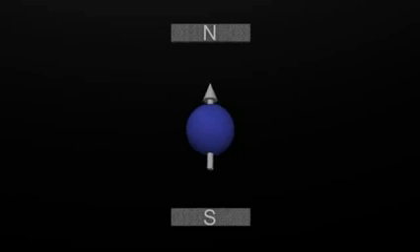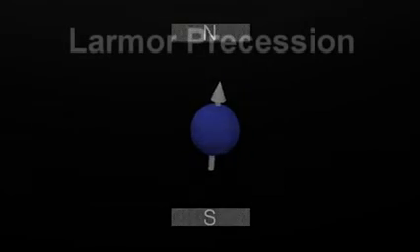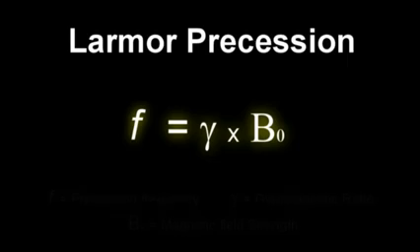The rate of precession can be determined exactly by the Larmor frequency equation, which states that the rate of rotation is directly proportional to the strength of the local magnetic field.